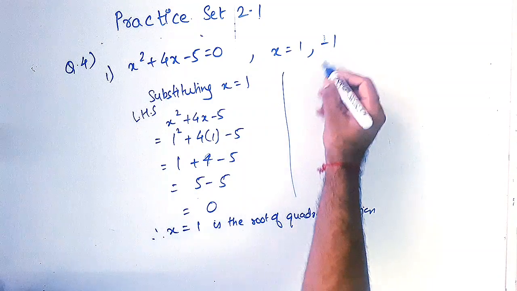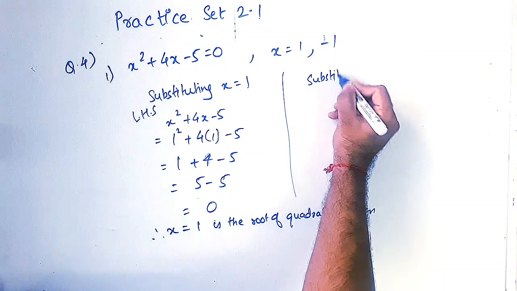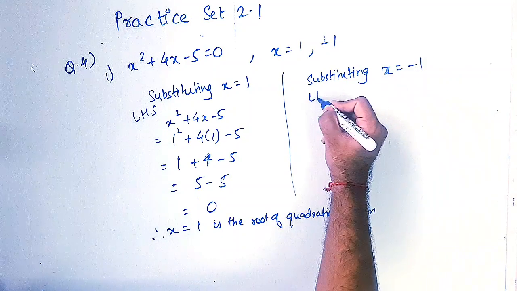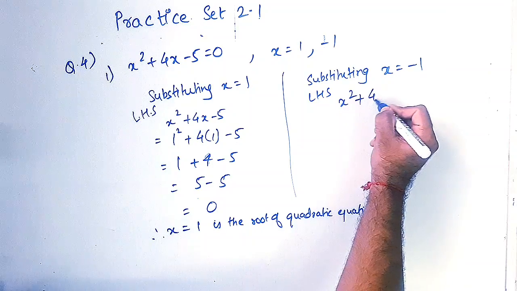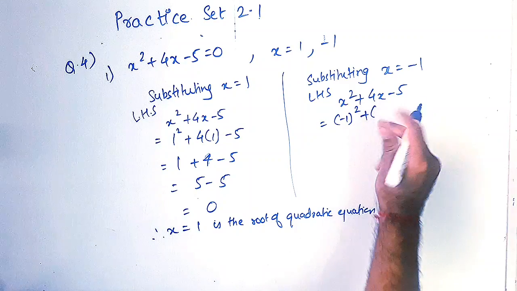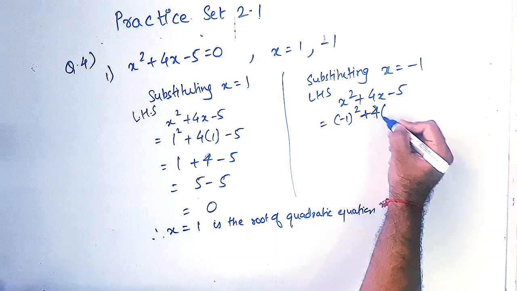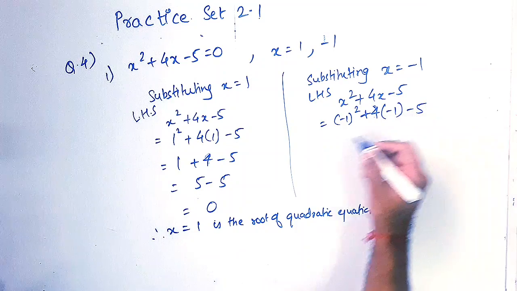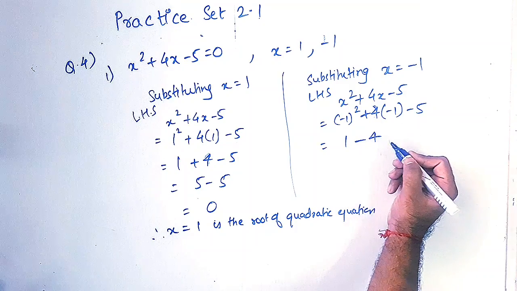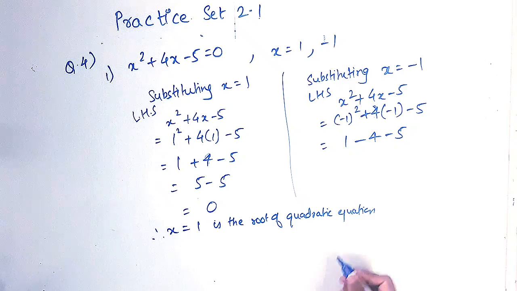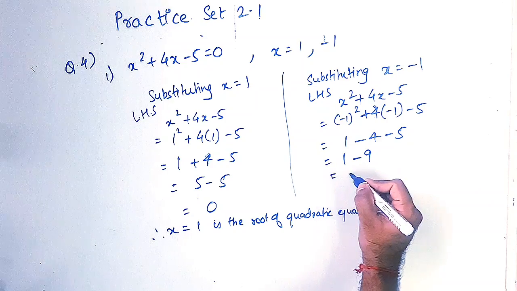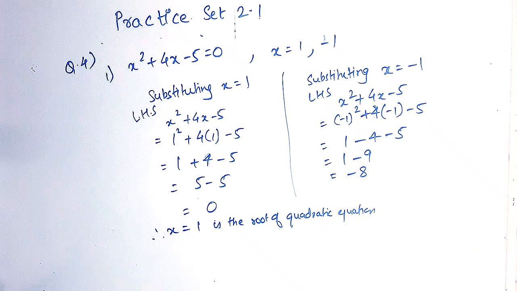Now let us try the other value, substituting x equals to minus 1. Only LHS we will take, x square plus 4x minus 5. So this becomes minus 1 square plus 4 into minus 1 minus 5. This becomes 1, this becomes minus 4, this is minus 5. So 1 minus 4 minus 5 is minus 8.